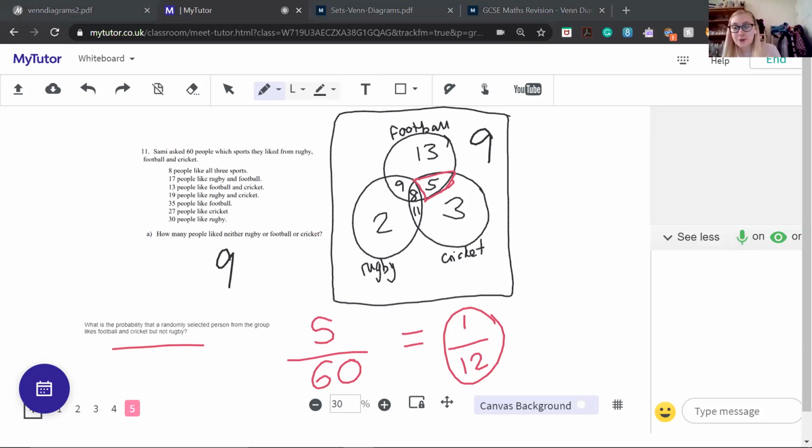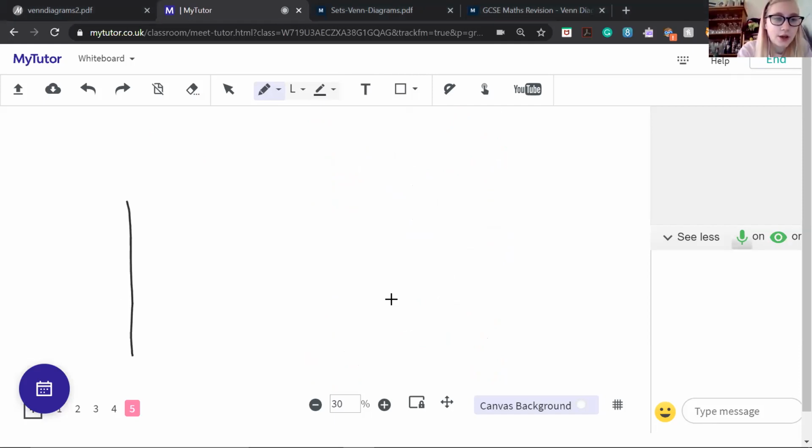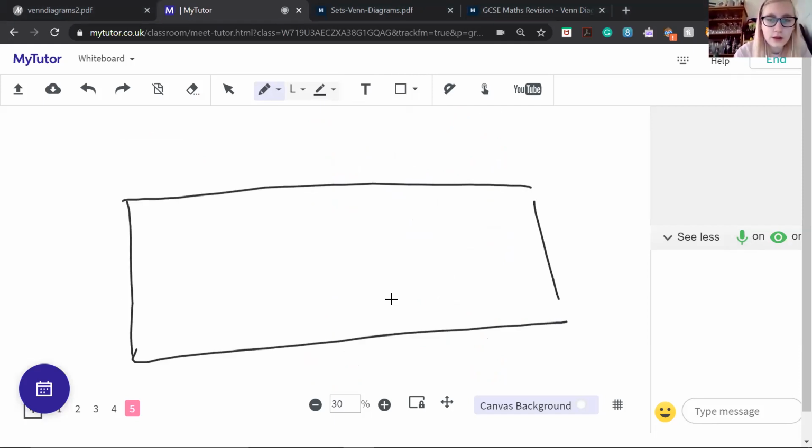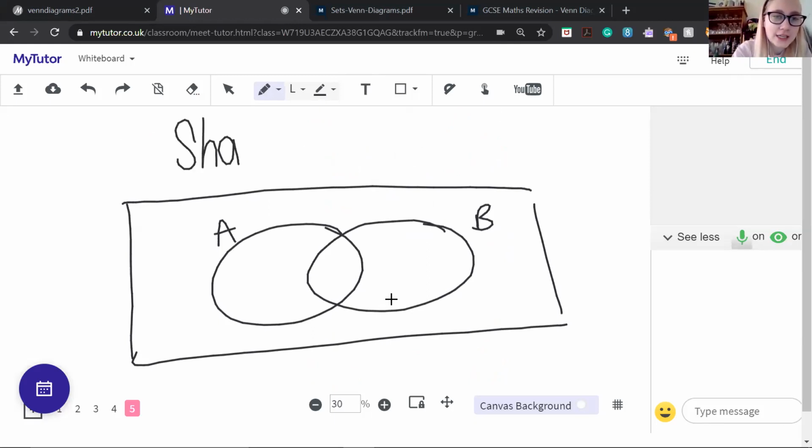Okay, someone's asked to do a harder shading question that involves union. So that's what I'm going to do now. Let's do, this is a very long thing. So we've got A and B, right. And our question is going to be shade, okay, we're going to shade not A union B. I'll do this one and then I'll do one with 3.